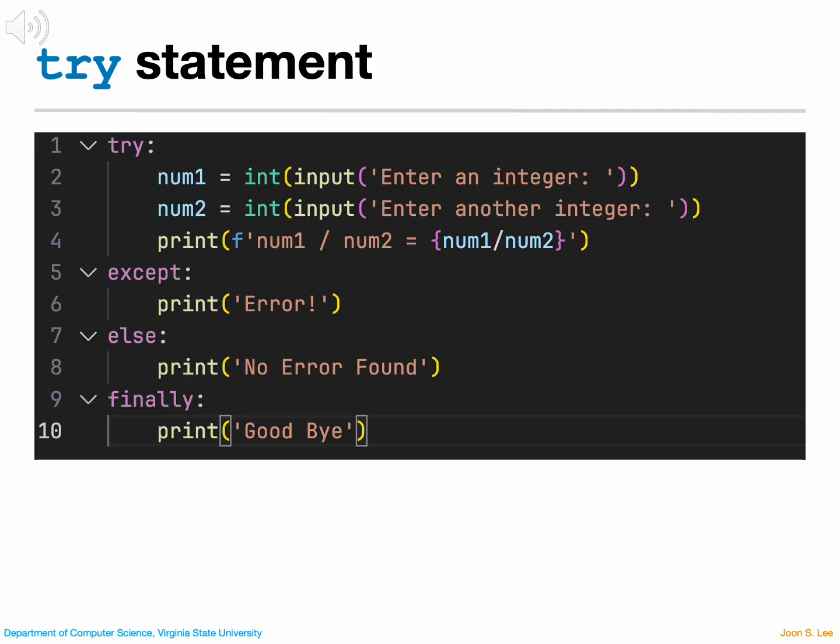This example shows how all parts of the try statement work together. In the try block, the program asks the user for two integers and performs division. If any error occurs, such as invalid input or division by 0, the except block runs and prints an error message. If no error occurs, the else block executes, indicating that everything worked correctly. Finally, the finally block runs no matter what, printing a message before the program ends. This structure allows you to handle errors while still controlling the flow of your program.